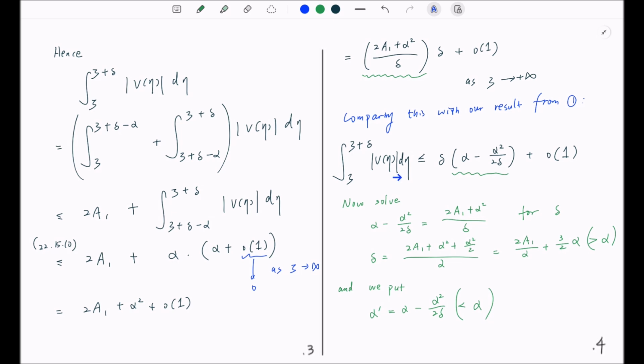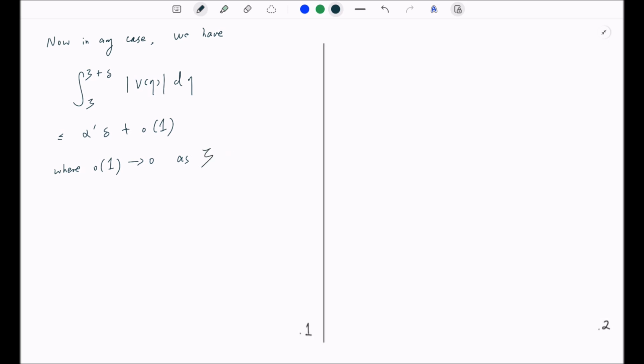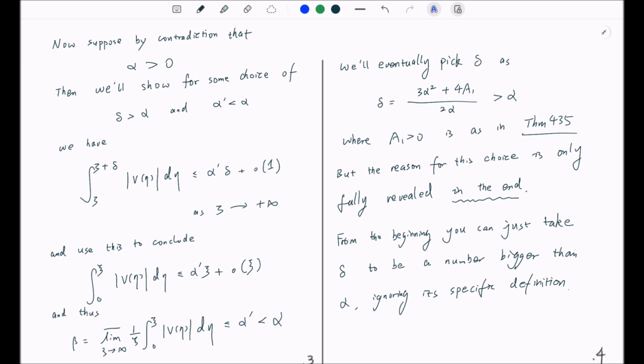It follows that in either case, this integral is bounded by delta times alpha prime plus little o of 1, where little o of 1 goes to 0 as zeta goes to infinity. This verifies our first goal in this section. And now we'll try to conclude this guy.